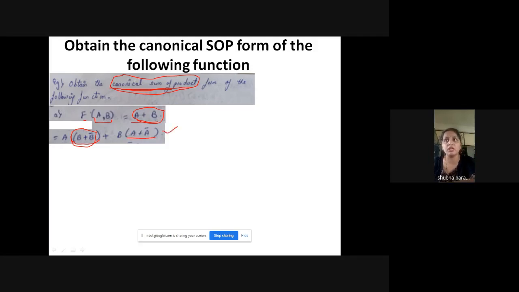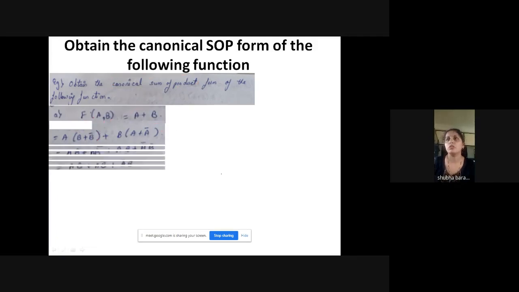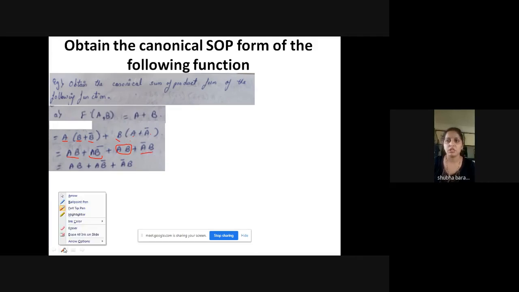Is this step clear? Yes, ma'am. Okay, so what I'll do next, we will open the brackets. So what happens? AB, I have written AB, then A B bar, I have written A B bar, then B A or AB, then A bar B. I have opened this bracket, and I get this line. Is this step clear?